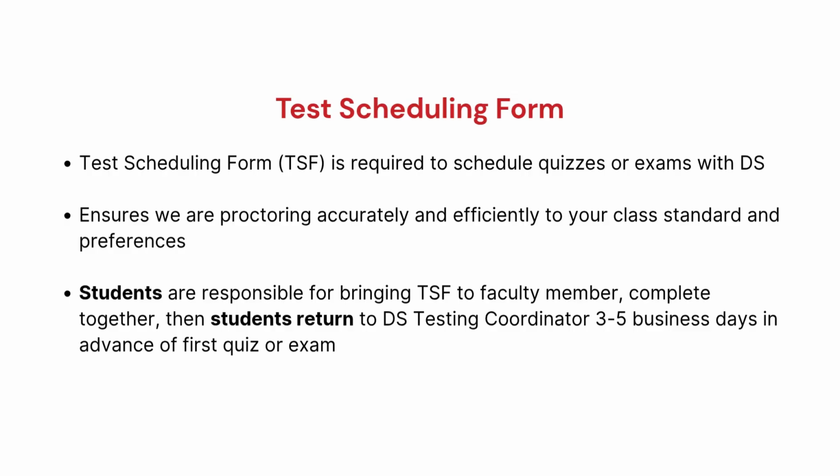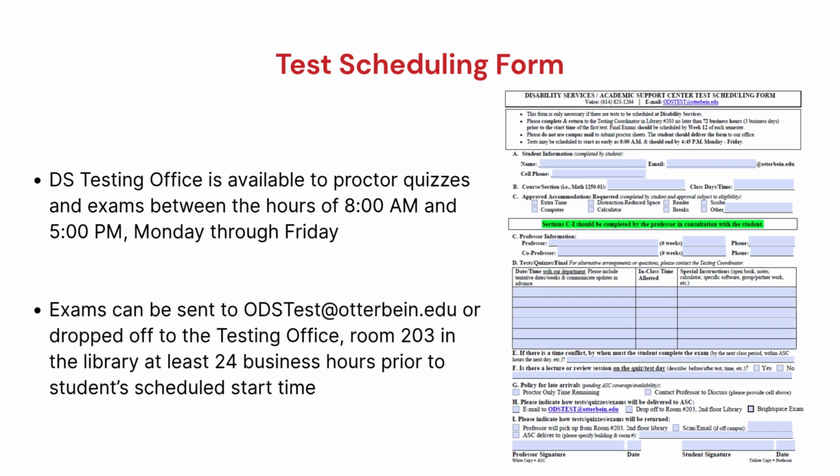Once the test scheduling form has been submitted and the testing coordinator has been able to schedule the quizzes or exams, faculty will receive an email confirming the student's scheduled dates and times. Our office is able to proctor quizzes and exams between the hours of 8 a.m. and 5 p.m. Monday through Friday. Please send all testing-related emails to odstest@otterbein.edu at least 24 business hours prior to the student's scheduled start time. Any changes to the test scheduling form or additional test dates should be communicated at least 24 hours in advance.